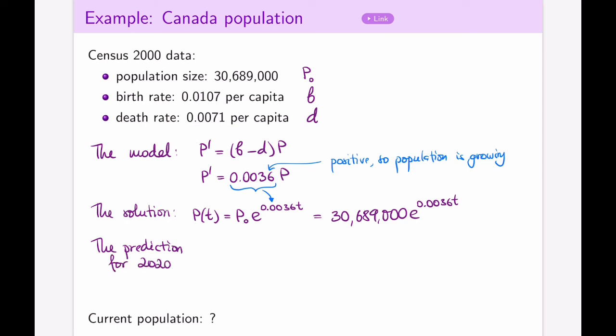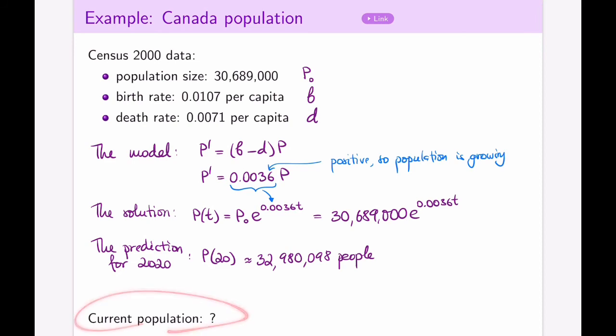Let's see what happens if I plug in. Now my countdown started in year 2000, so 2020 will correspond to 20 years from then. If I plug in 20 into t and compute this number, what I am going to get as the approximate population is 32,980,098 people. Now, I'm not including decimal people because that's not a thing. So this is my approximation for the population based on the model from the Census 2000 data.